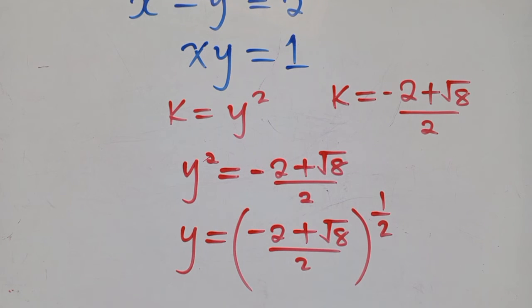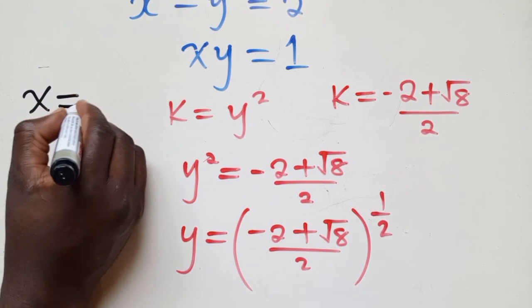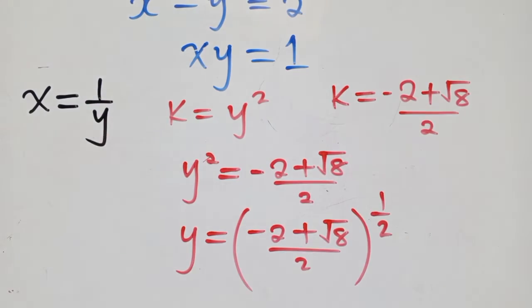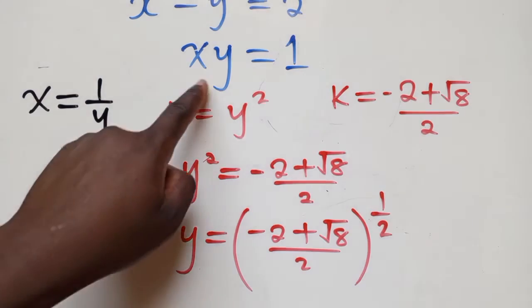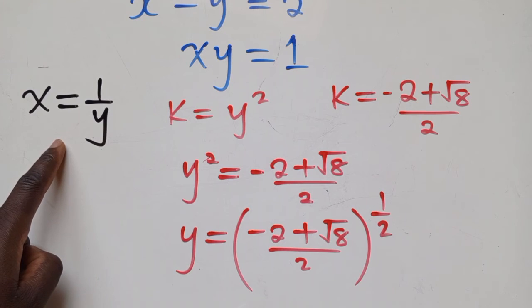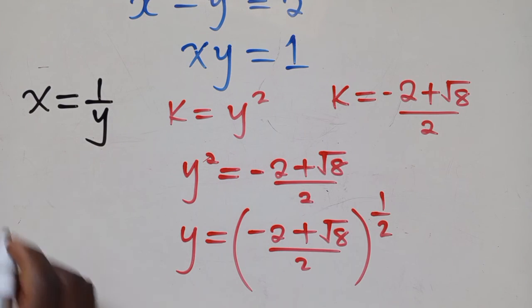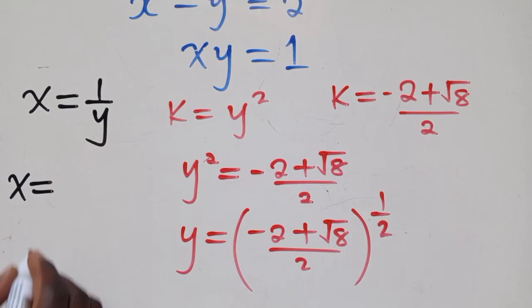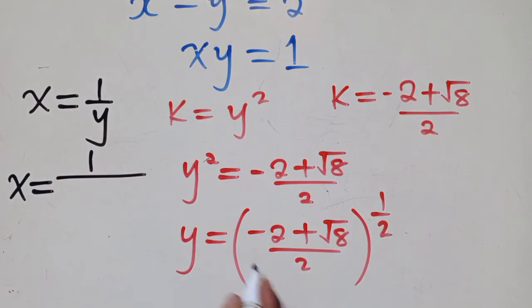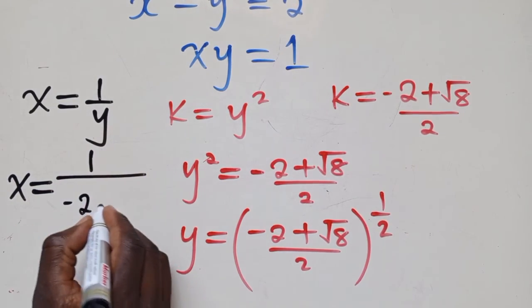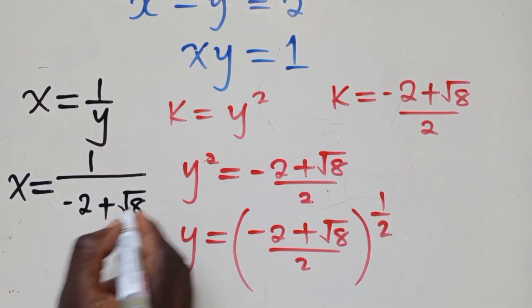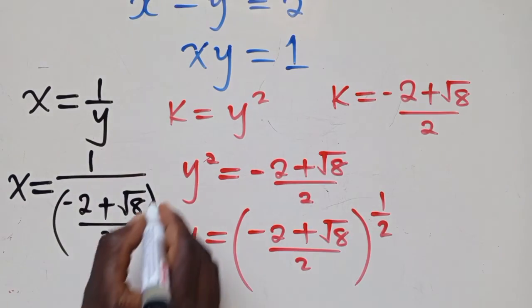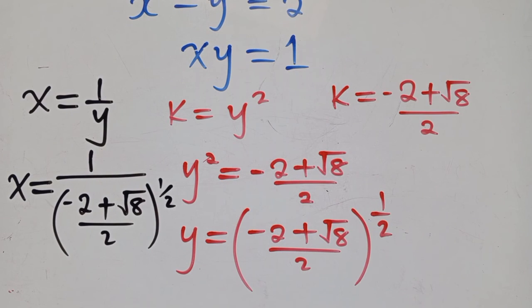And then for the x value, remember when we started, we made x the subject of the formula like this. If you're able to remember, we divided by y on both sides and we remained with this. So we can just say our x value in this case will just be 1 over what we found here, which is ((-2 + root 8) over 2) to the power 1/2, like that. So that's our x value. So x value, y value.